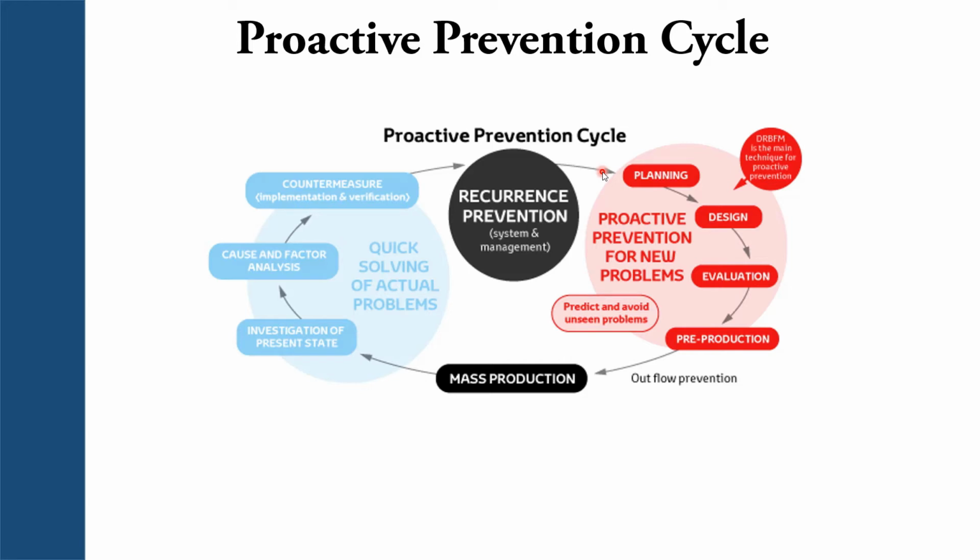So if any problems occur along the way, either pre-production or after production, then you want to do a proactive prevention cycle, which means you're always looking at the process and trying to maintain it as moving forward. So you look at the investigation of the present state, what's going on. Then you study the cause and the factor analysis. Then you do countermeasures, which is implementation and verification that the problem is really being solved, and so on. So the cycle continues. Then whatever you learn in releasing the current product, you apply it on the future products.